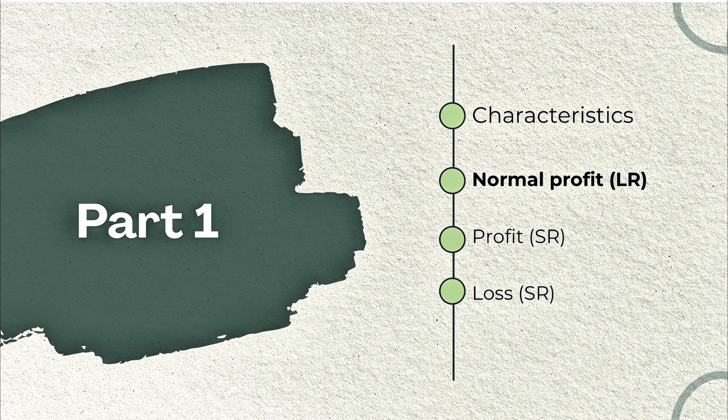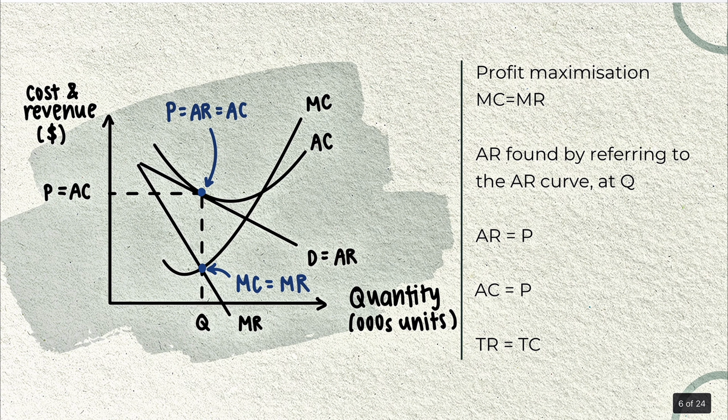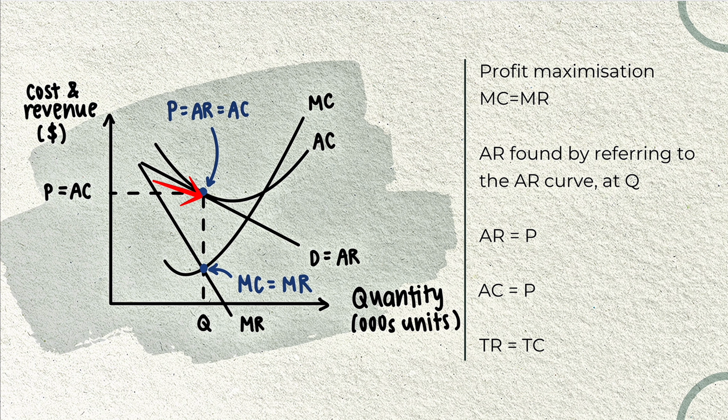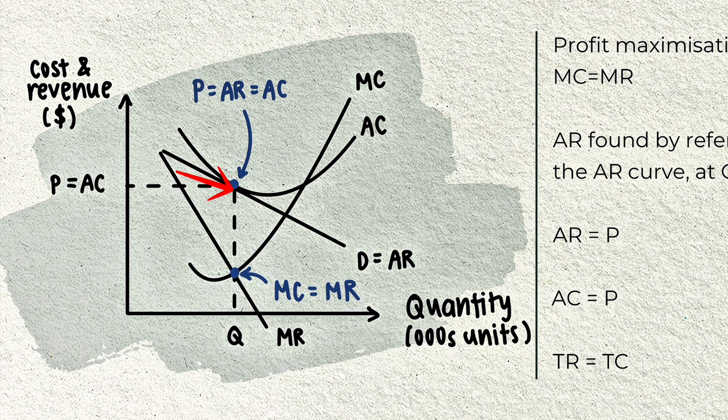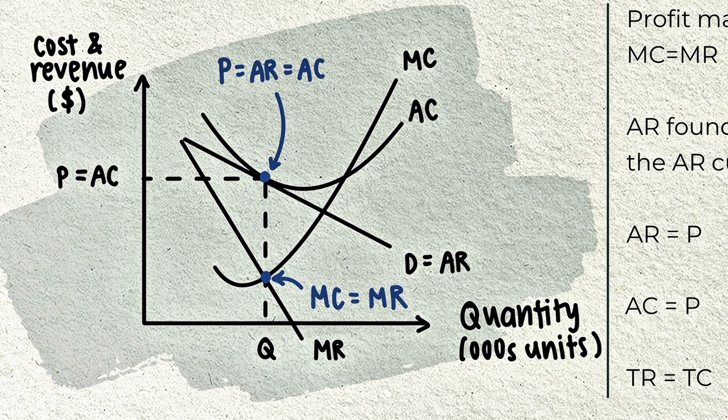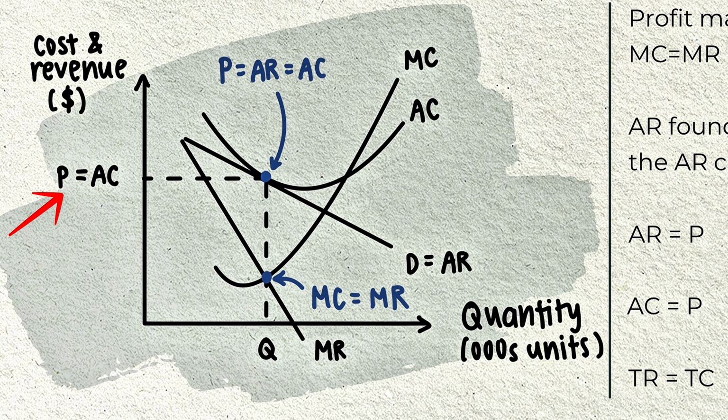Moving on to normal profit, which usually happens in the long run. With the assumption of profit maximization, which is marginal cost equals marginal revenue, at this point we are able to find the quantity produced, which is Q, and at the same time we are able to find the average revenue, which is AR. Because the average revenue received by the firm is essentially the price, AR equals P.